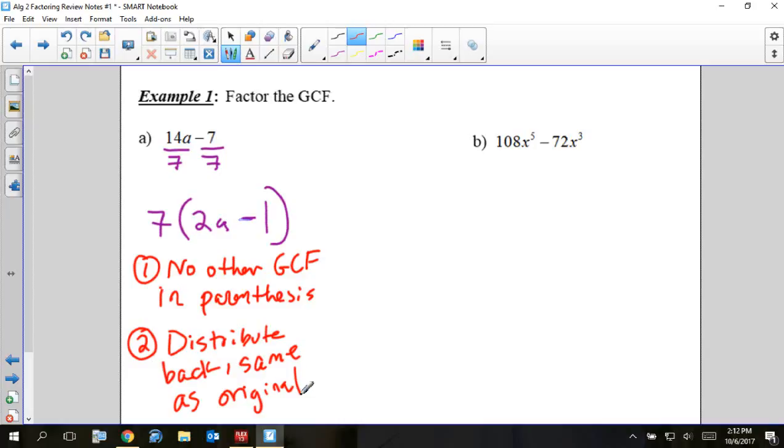Would that work here? 7 times 2a is 14a. 7 times minus 1 is minus 7. So I know I've done it right. Yay, I have the answer. Woo-hoo.